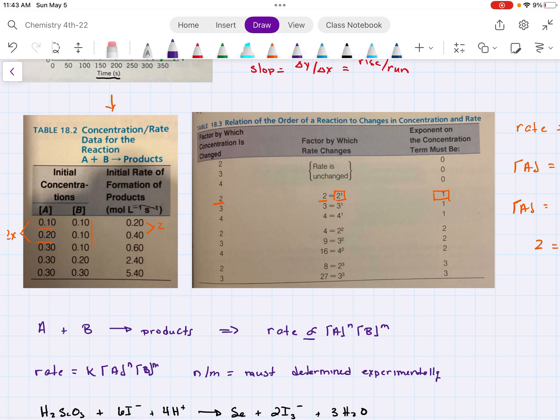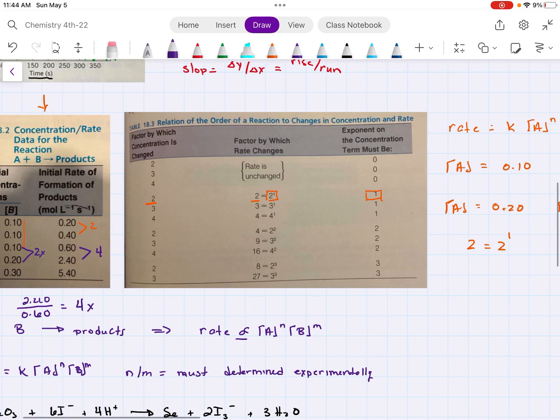Now, in this case, you see that there's no change in reactant A, but there is a change in reactant B. So here we see the same doubling effect. We see that 0.1 becomes 0.2. So this is a doubling effect. Let's take a look at the formation of product and see what happens here. If we take 2.40 and divide that by 0.60, we get an increase of 4-fold. It increased 4 times.